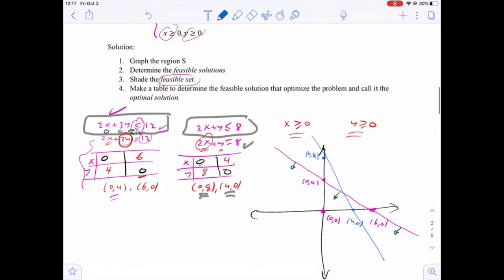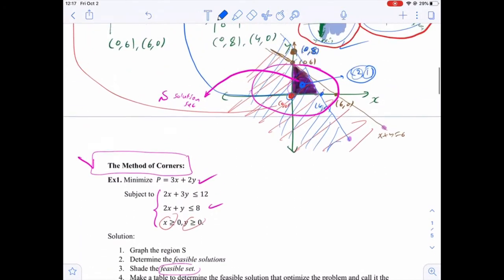And then we determine where's the region. Is it above that line or below? We still can use the same test point, 0, 0. So let's substitute 0 here, 0 here. 0 plus 0 is less than or equal to 8. That's correct. So the solution is below this line.